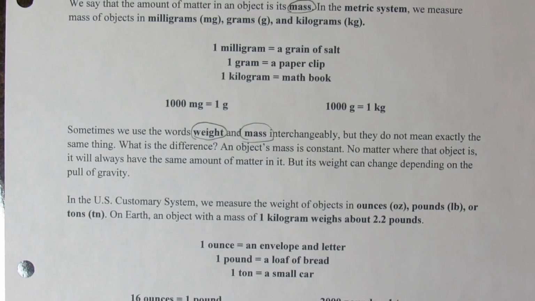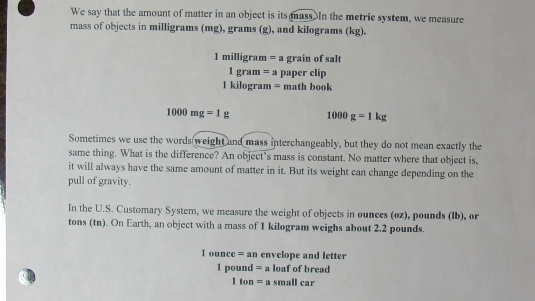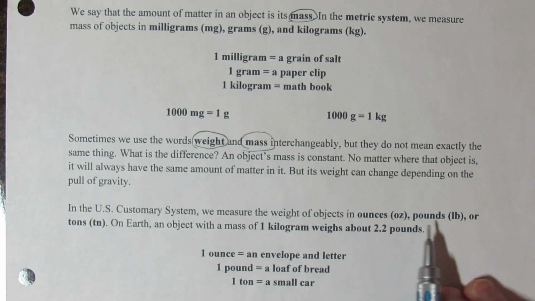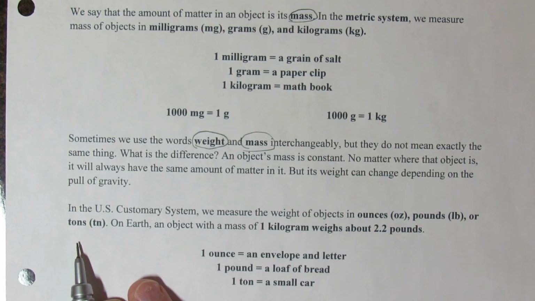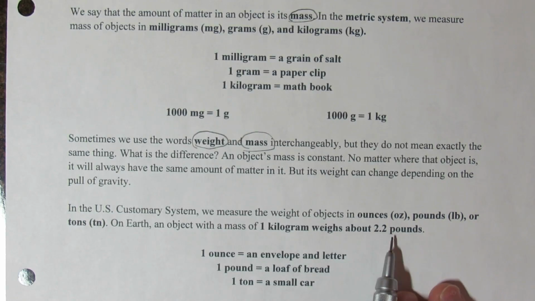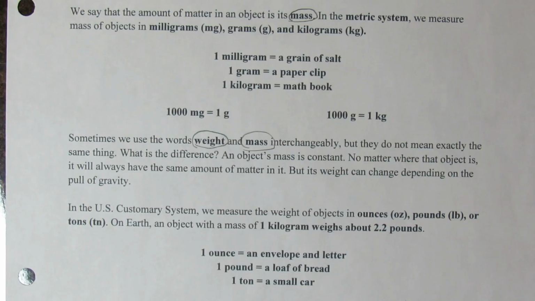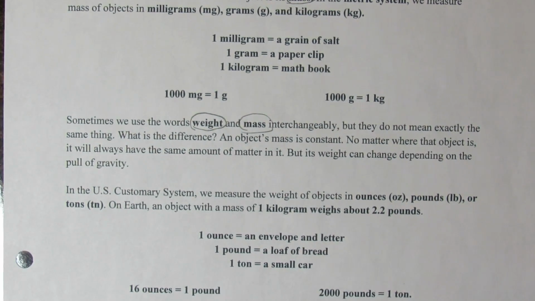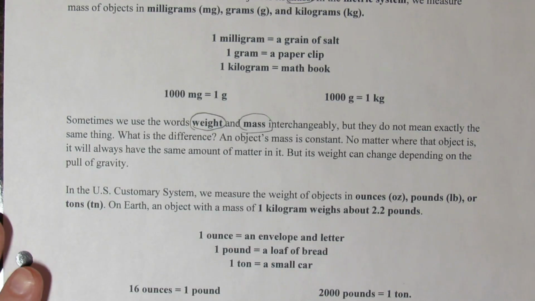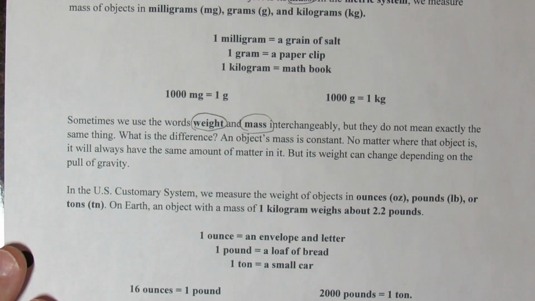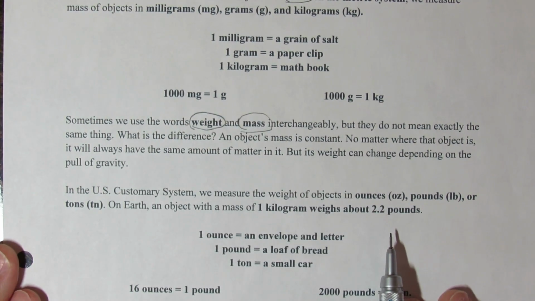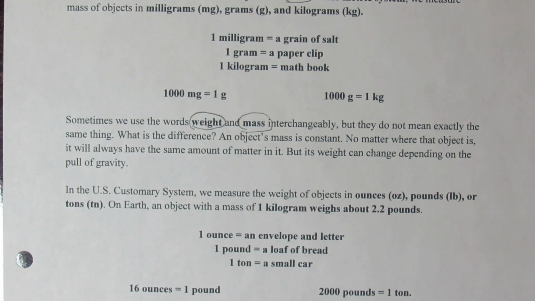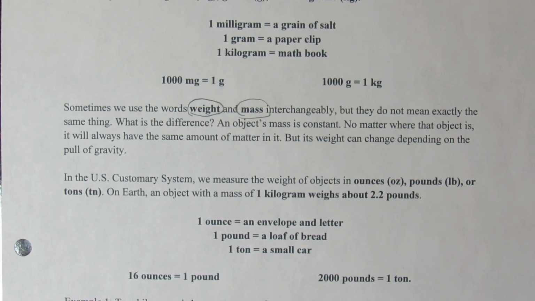All right, so in the U.S. customary system, we measure the weight of objects in ounces, OZ, pounds, LB, or tons, TN. On Earth, an object with a mass of 1 kilogram weighs about 2.2 pounds. So that's the relationship between kilograms and pounds. A kilogram is more than a pound. It takes 2.2 pounds to make 1 kilogram.